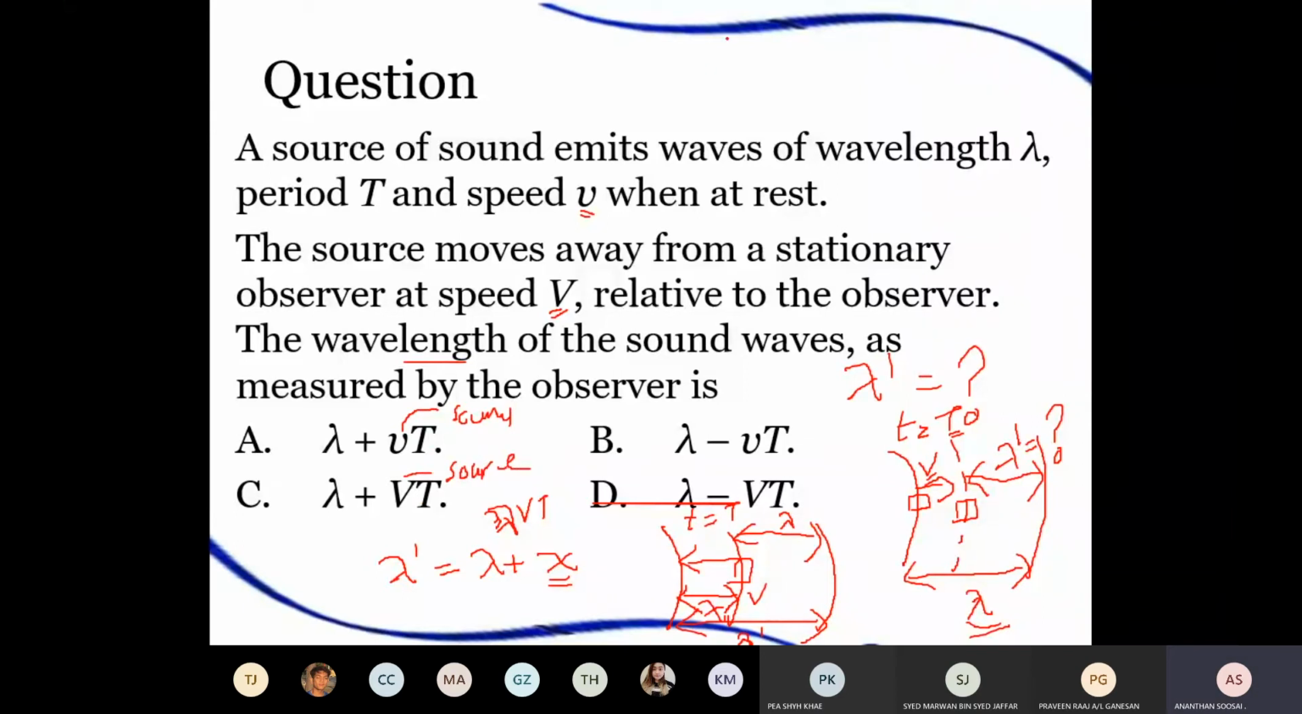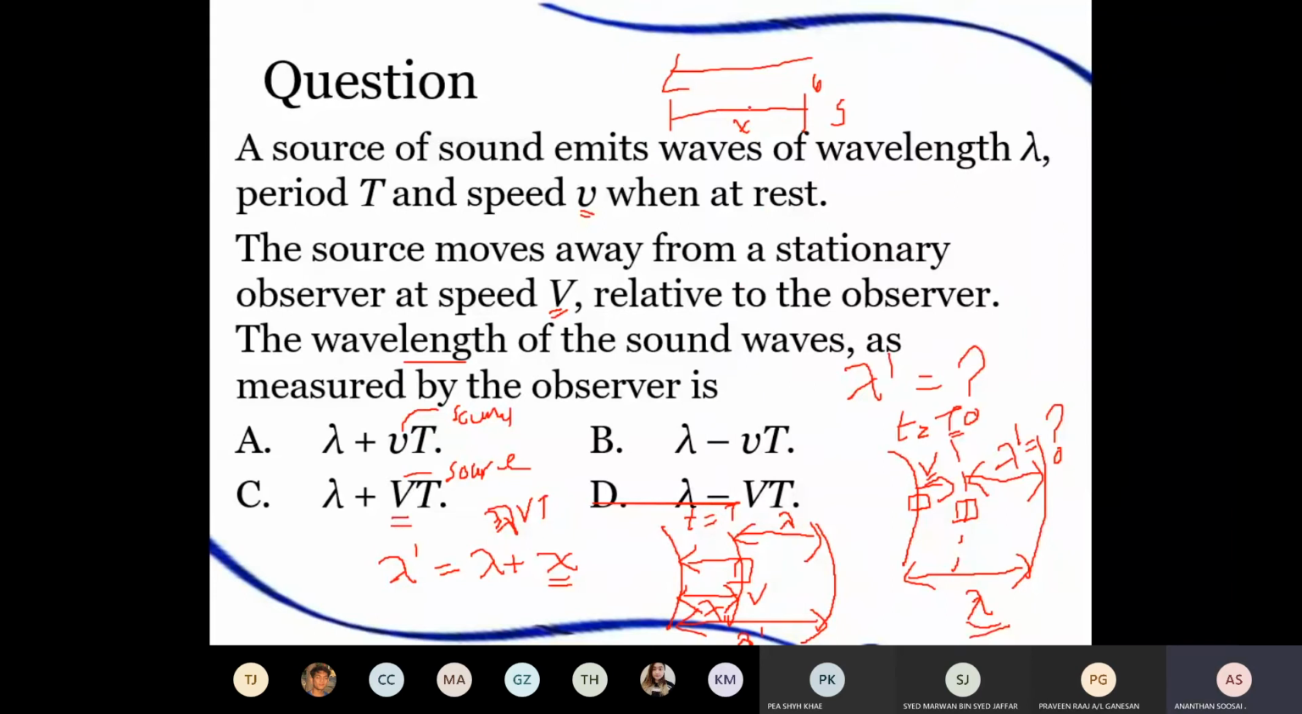The source is moving away for a distance of x. Which speed is going to affect the distance of x? The speed of sound or the speed of the source? Anyone? Because the source is moving away, it increases the distance of x. So which speed affects the distance moving away? It should be the speed of the source.